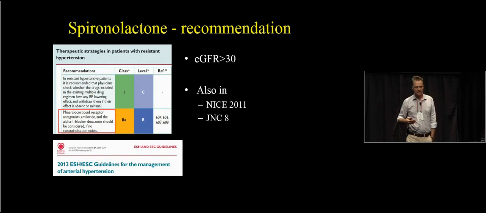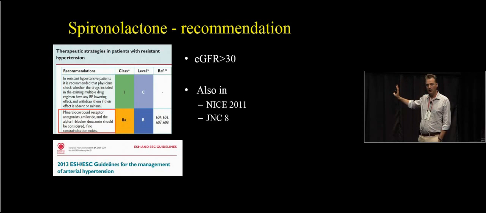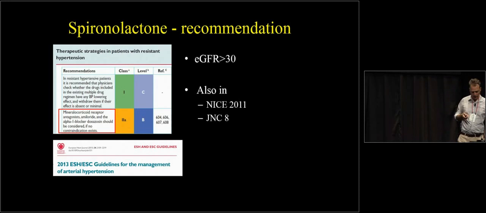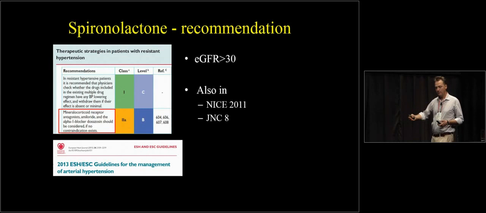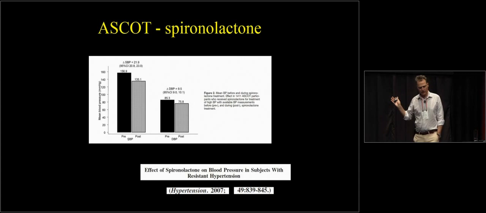What might those contraindications be? Well, you shouldn't be using spironolactone if you've got a low eGFR or if you've otherwise got a high potassium. So clearly you need to keep an eye on creatinine and potassium. But if you've got a reasonable creatinine, then spironolactone is certainly something that's third or fourth line that can be considered in resistant hypertension. And one of the pieces of evidence for this was a sub-study out of ASCOT. ASCOT was a big blood pressure trial published, I think, about 10 years ago.